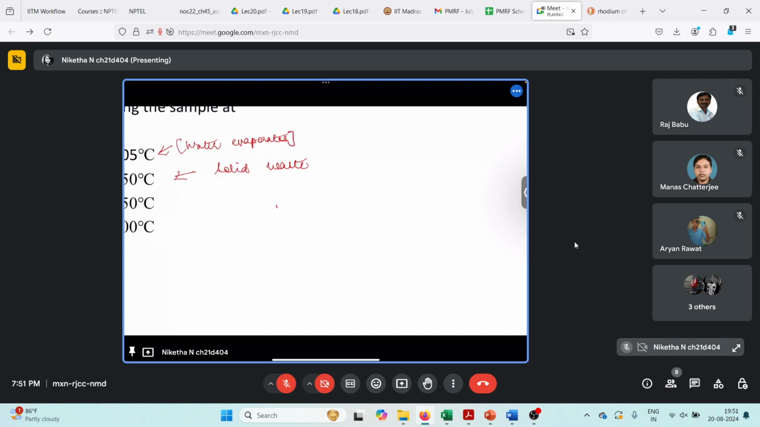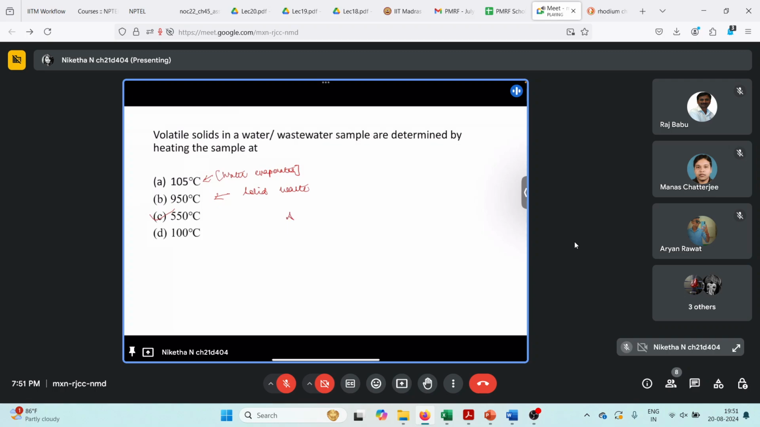So the sample is heated in a muffle furnace to determine the volatile solids.